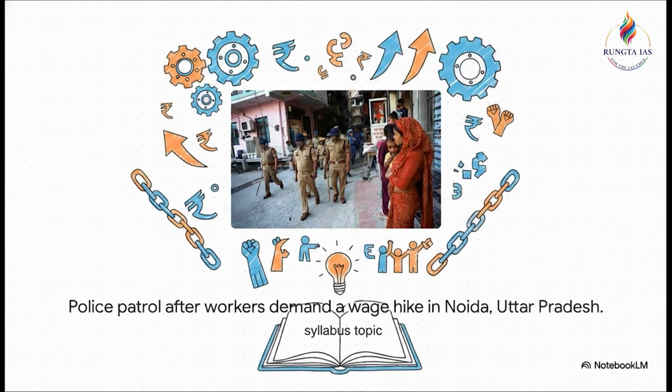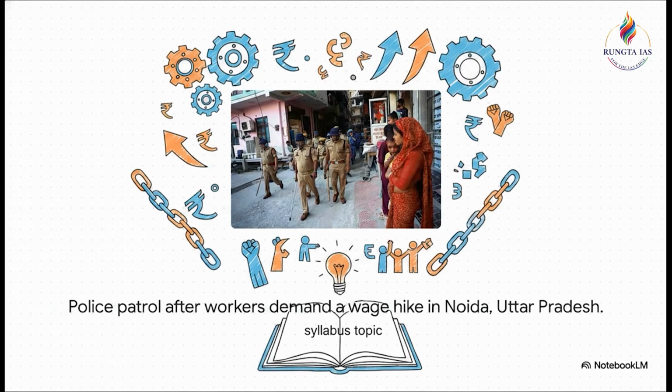You know, this image from Noida really sets the stage, doesn't it? We're seeing more and more of these agitations over things like minimum wages and job security. And for you, this isn't just a news photo, it's a direct link to your syllabus. Remember that topic, inclusive growth and issues arising from it? Well, to really get a handle on these events, we have to go to the root cause, the decline of union power.